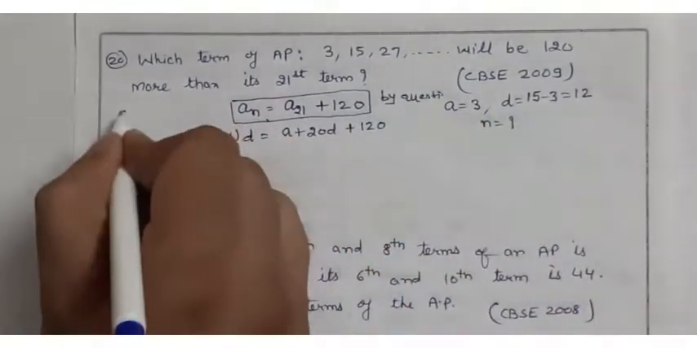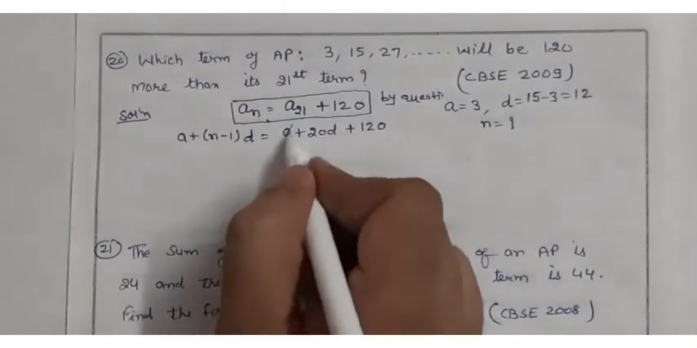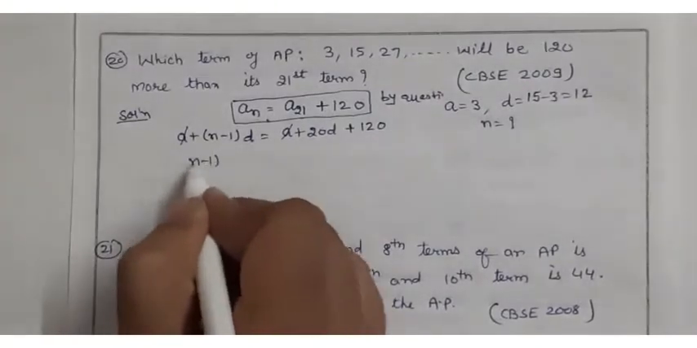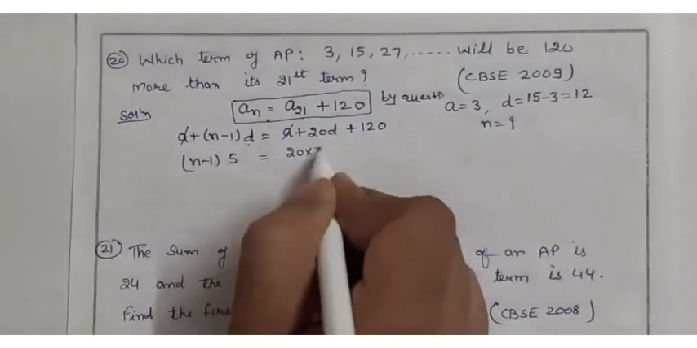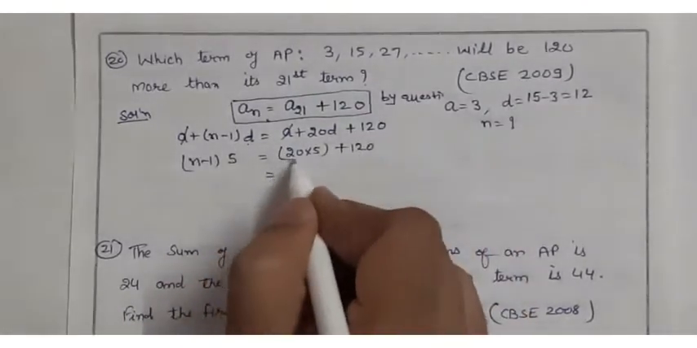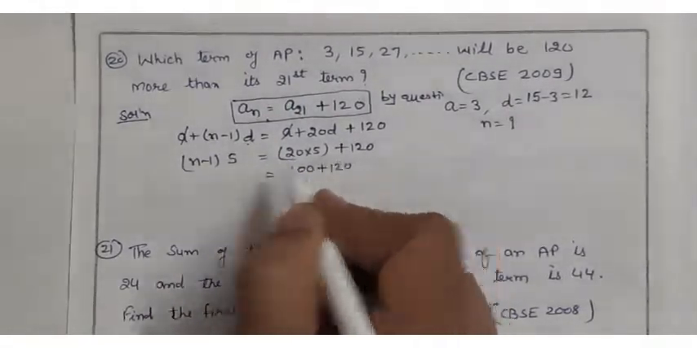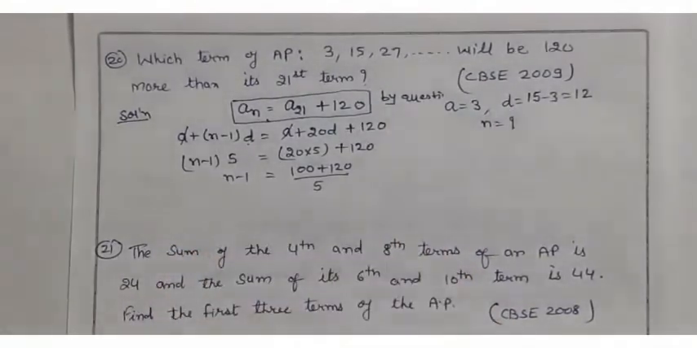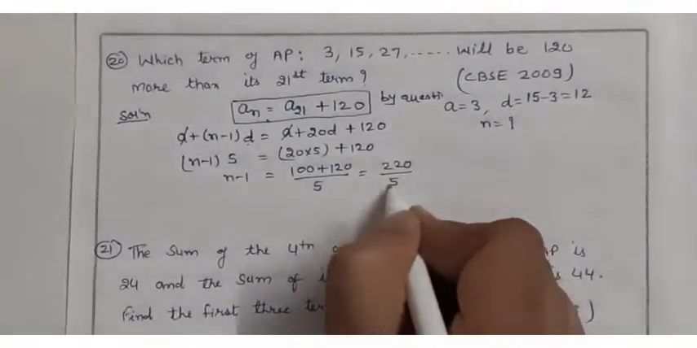Okay. This is the solution of it. Now, you can cut A to A directly, no? There is no role of A. N minus 1. D is what? 5. Here 20 into 5 plus 120. This is your 100, no? 25s are 100 and this is 120. And this 5 I am dividing, it is n minus 1. Okay. This is 220 upon 5.